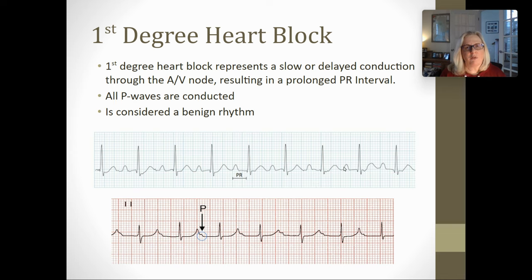If I look at that P to R interval and I start here, go all the way over to here, it's definitely longer than the five little boxes it's supposed to be. That is four and four. It's about eight little boxes wide. This one down here is so extremely elongated that the P wave is right at the end of the T wave. It's almost embedded into the T wave. That's a very, very long P to R interval. So sometimes it's so long it gets stuck to the T wave.